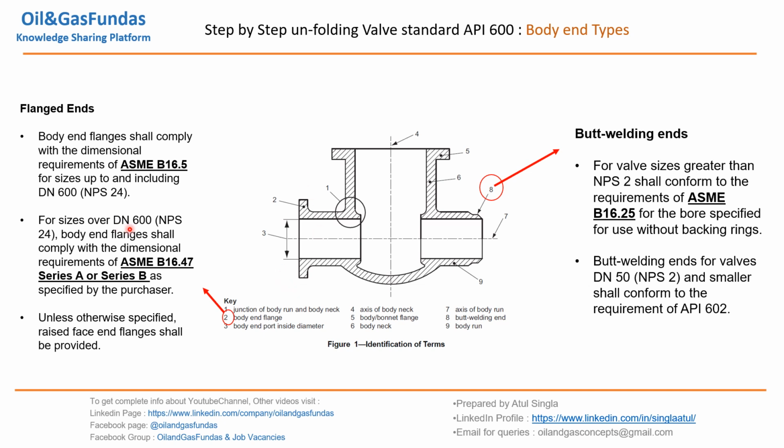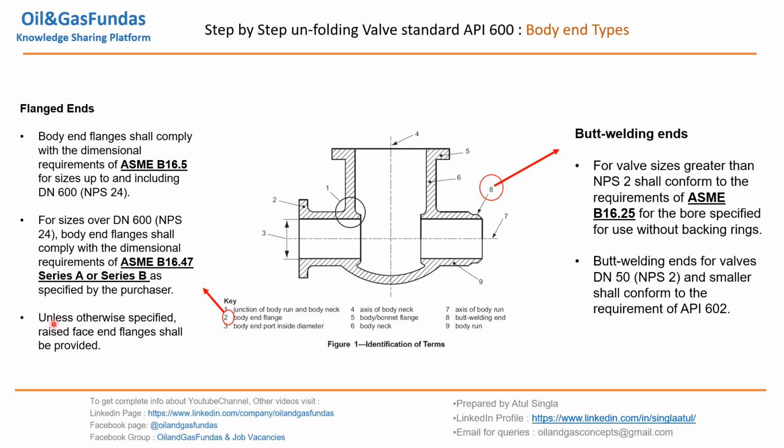For sizes over 600, that is more than 24 inch, body end flanges shall comply with the dimensional requirements of ASME 16.47, which is again a flange dimensional standard which we have to refer. There are two series, series A and series B. As you know, we have already prepared a detailed video on 16.5 and the differences between 16.47 series A and B, and the link for that video is already given in the description. You can go and check to get into more details.